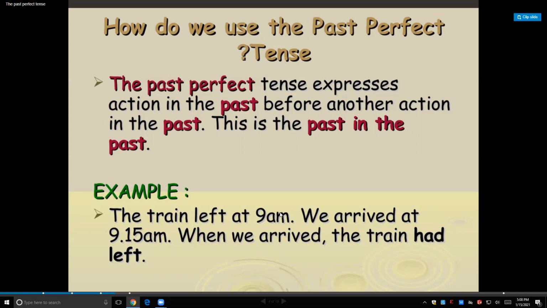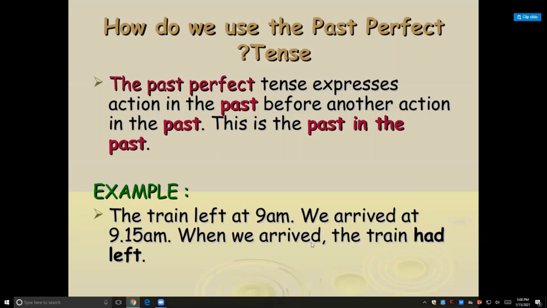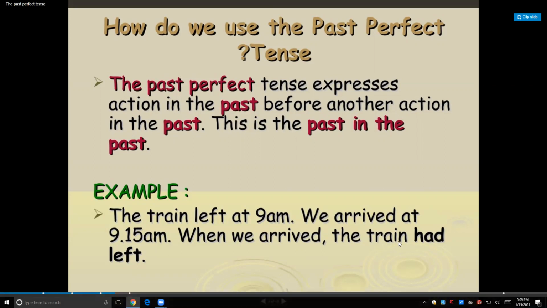So out of these two sentences, if we join them, the sentence would be, when we arrived, the train had left. Since the train left 15 minutes before already, this part of the sentence would be in past perfect. So in past perfect, usually there are two parts, and both actions took place in past, and one action takes place before the second action. So the action which takes place first should be in past perfect, and the other action should be in past simple.